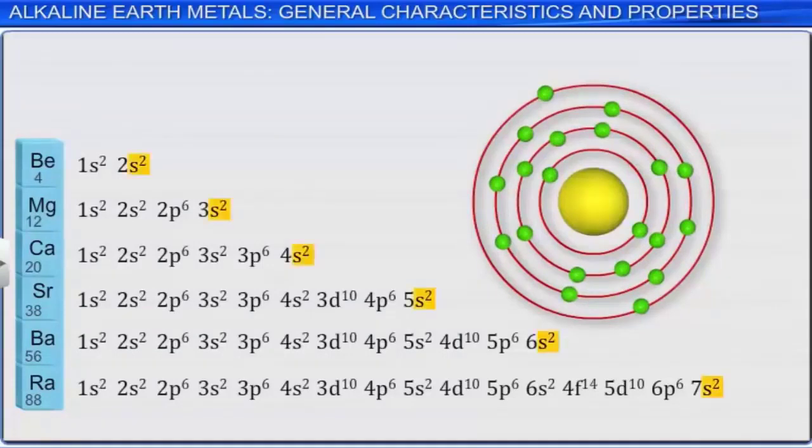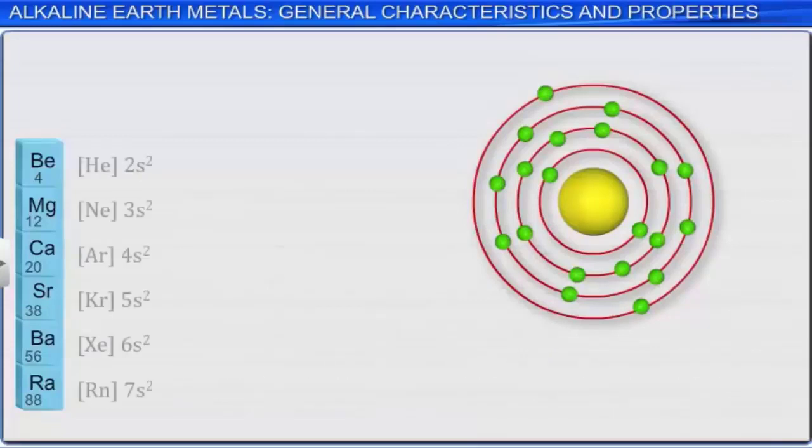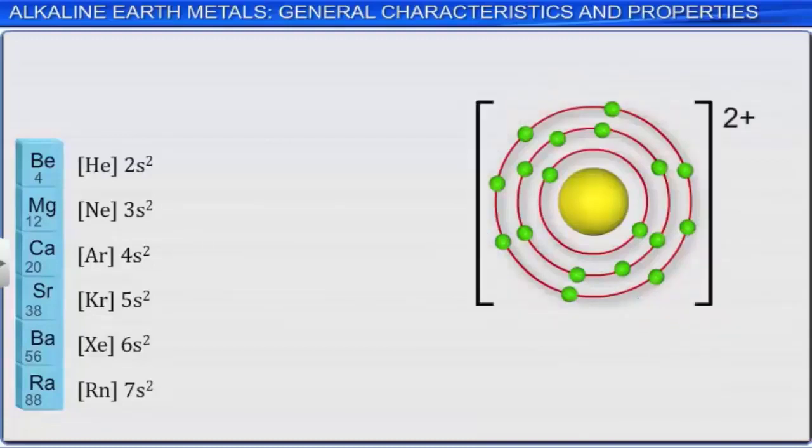The similarities in the electron configurations are even more apparent when written in noble gas notation. They all end as ns2, where n is the highest occupied electron energy level. Because of their 2 valence electrons, all the Group 2 metals form cations with +2 charges. By losing the 2 outermost electrons, they form cations that are isoelectronic with the nearest noble gas. Let's go on and review the periodic trends as they relate to the alkaline earth metals.